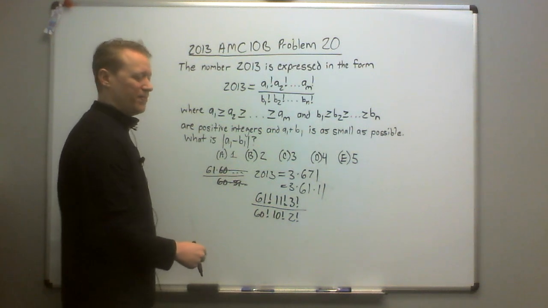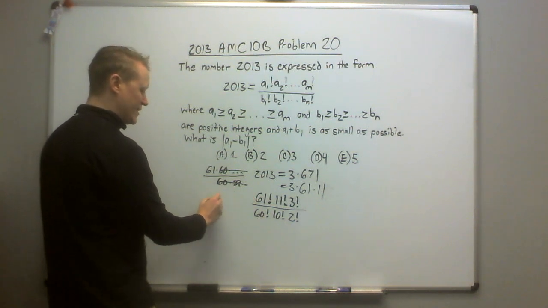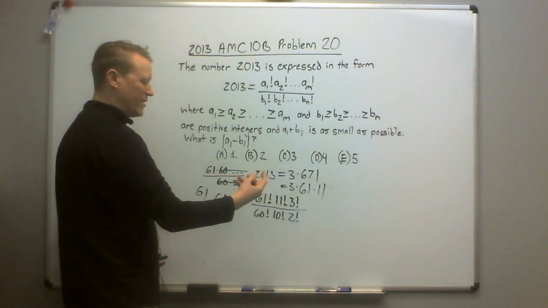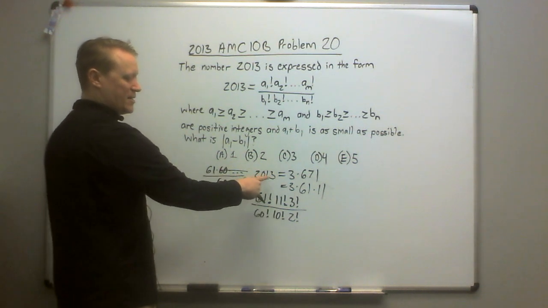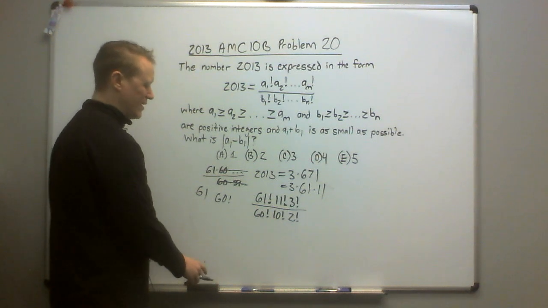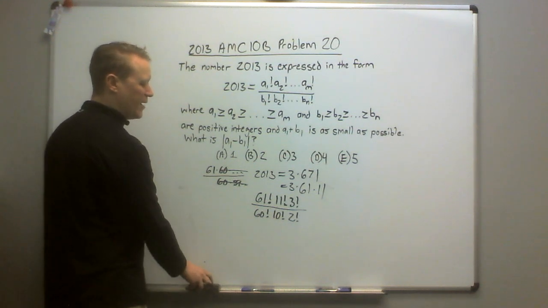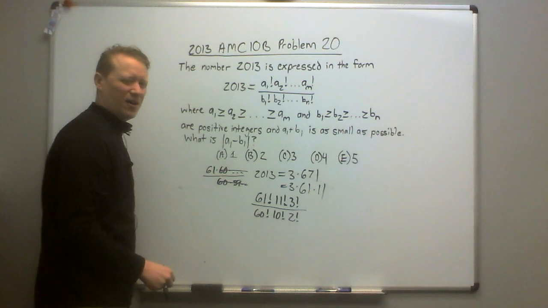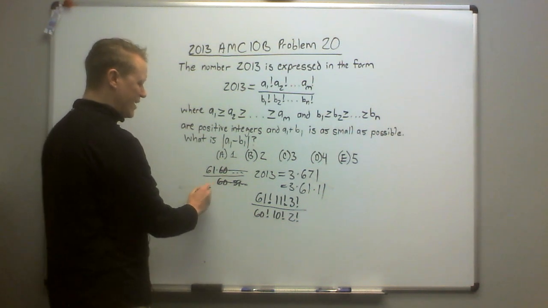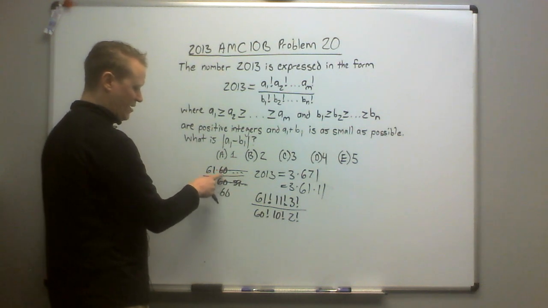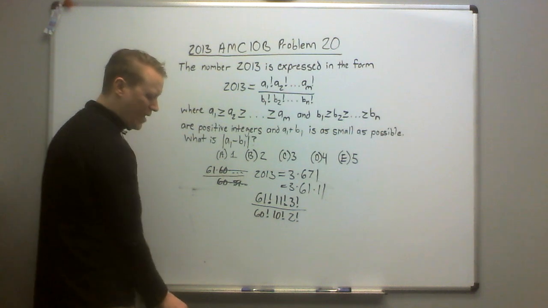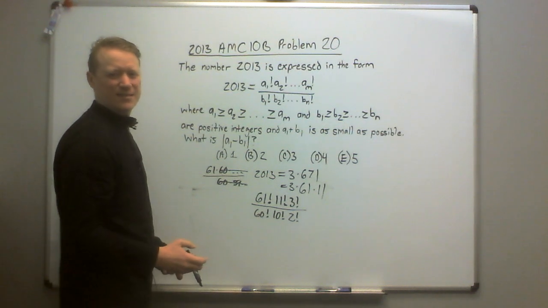61 is a prime. If I go down to 60 factorial, I won't have a 61. I'd have to raise this one. I need the 61 to make the 2013. So I don't think we're going to be able to reduce the 61. What about the 60 though? The 60 is there to cancel the 60 that comes right after 61. Is there any other way to cancel that 60?